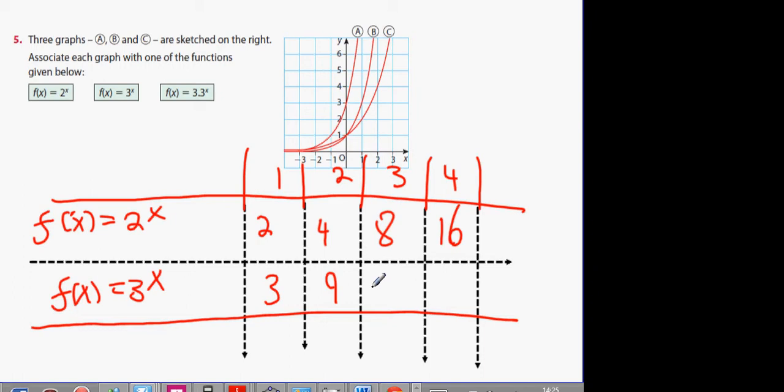3 multiplied by 3 multiplied by 3? 27. The one after that is 3 to the power of 4, which is 81. What can you tell me is the difference between the outputs of these two? Which output rises faster?